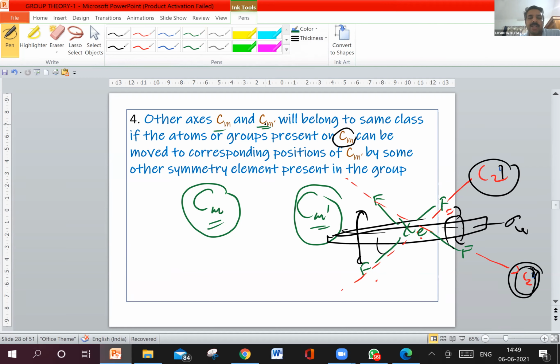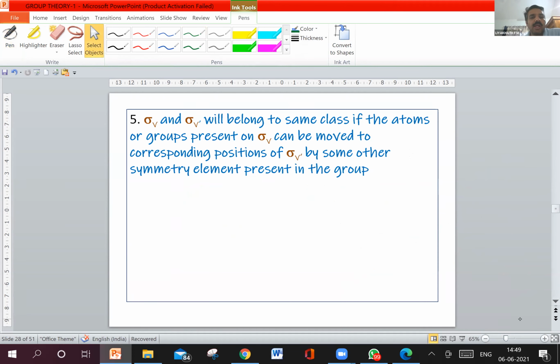Other Cm and Cm dash belong to the same class if all the atoms in Cm can move to the positions of Cm dash by some other symmetry element present in the group. That is the fourth rule. And fifth rule, similarly in the case of Cm and Cm dash, sigma v and sigma v dash also belong to the same class if groups present in sigma v can be moved into the position of sigma v dash by some other symmetry element. For example, again we take this example XeF4.